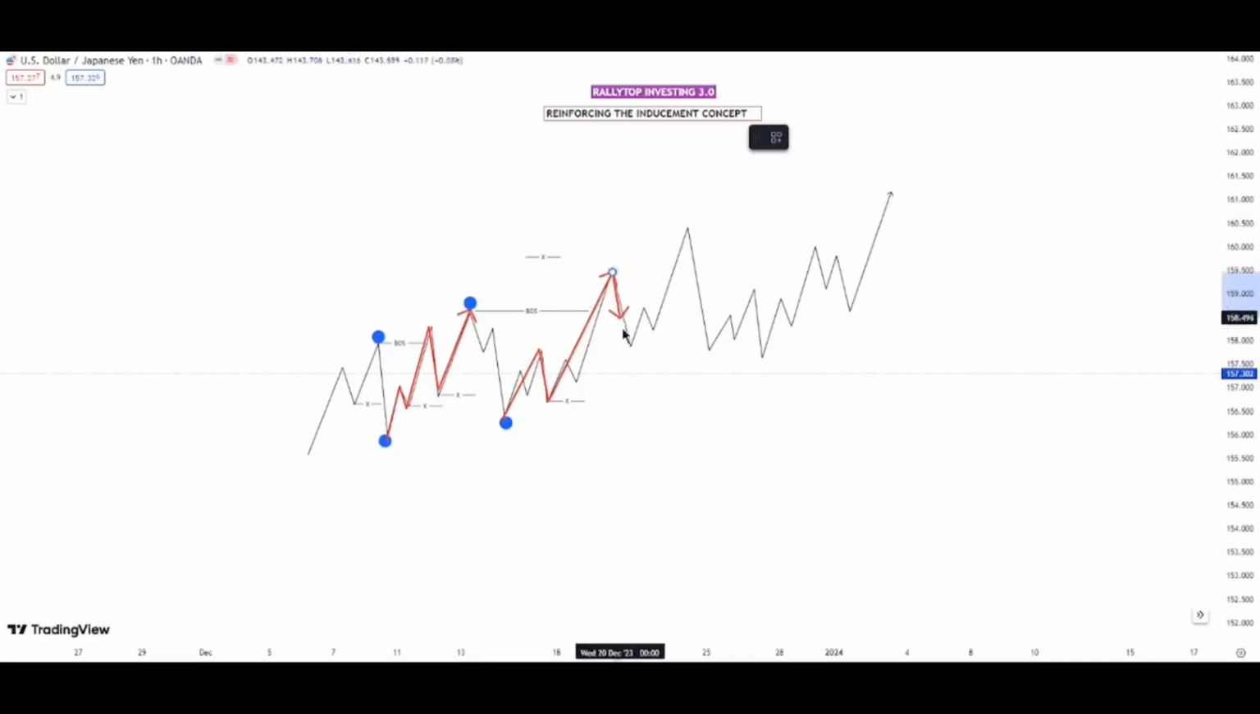Price created a new pullback here. I'm saying inducement, it is pullback. A new pullback here. And after then, look at what price did. Price went higher to print this high. Again, why did I skip this? This is the reason why I skipped the pullback.